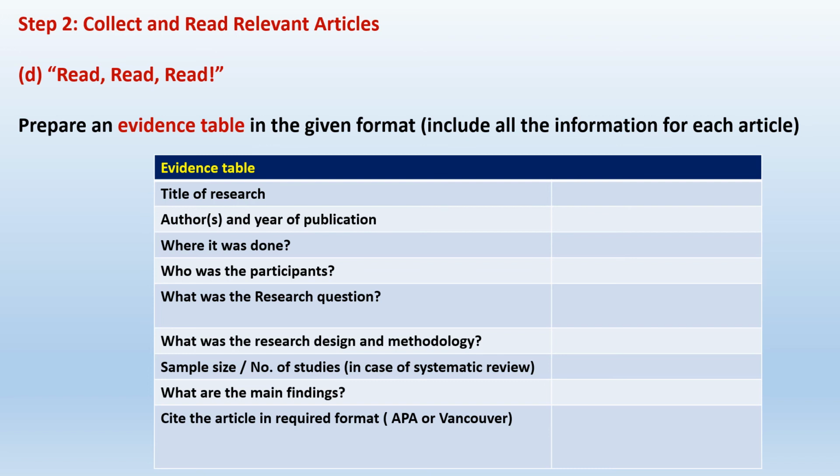So whichever article you read, please note down all these components: title of the research, author and year of publication, where it was done, which hospital or which city, which village, who were the participants, was it a patient or a normal individual, what was the research question, okay, what was the research design and methodology, sample size or number of studies included in the systematic review, what are the main findings. Then cite the article in the required format.